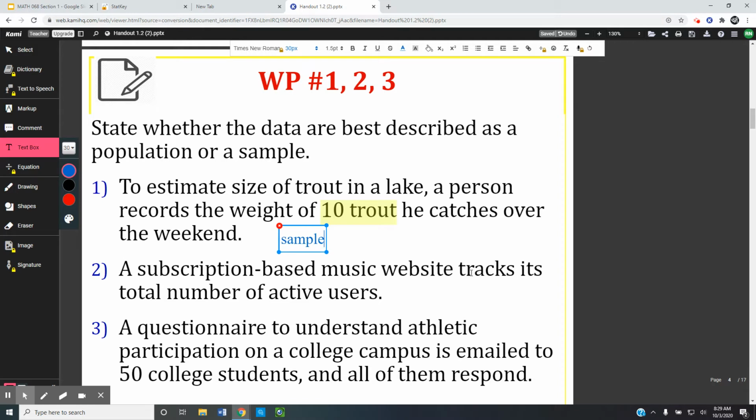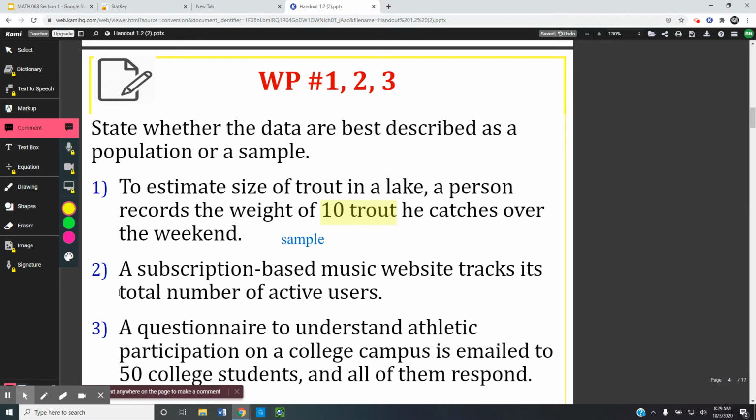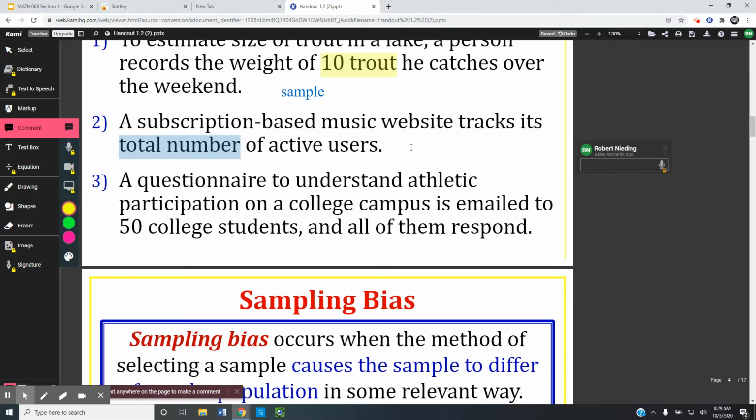A subscription-based music website tracks its total number of active users. So it's telling me, first of all, that I have gained access to all of them, total. And we're talking about active users, so people who are actually in there. And I did a comment there. I didn't want to do a comment. I wanted to do a highlight markup, sorry.